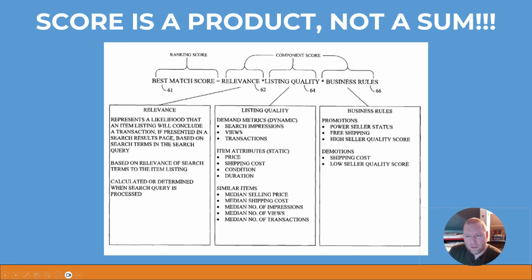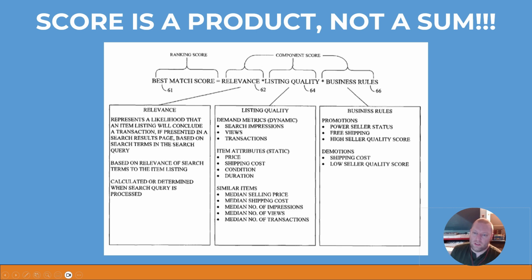All right, listing quality. We kind of talked about these a lot, so I'm going to skip through those. I want to get to these item attributes. So price, first of all. Some people like the price at comps or above comps, and that's fine if that's what you want to do, but it's not ideal for the algorithm for your rankings.